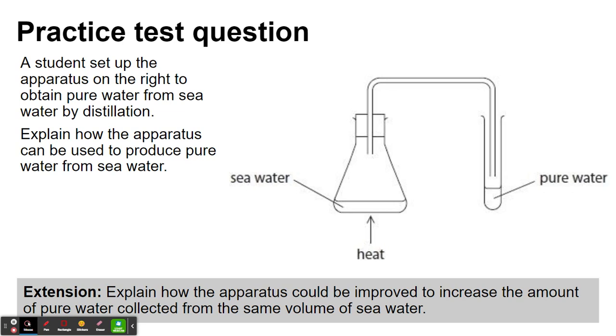A student set up the apparatus on the right to obtain pure water from seawater by distillation. So what that means is we have got salty water and we are trying to separate the salt and the water using this setup that we've got. Explain how the apparatus could be used to produce pure water from seawater. Okay, there is an extension there as well that you can have a little bit of a look at. So pause the video now if you want to and have a go at the question. I am going to move on now to just put the answer on the screen straight away.